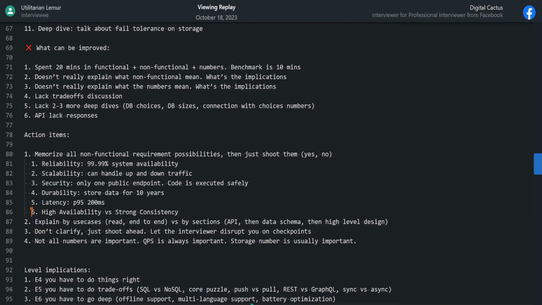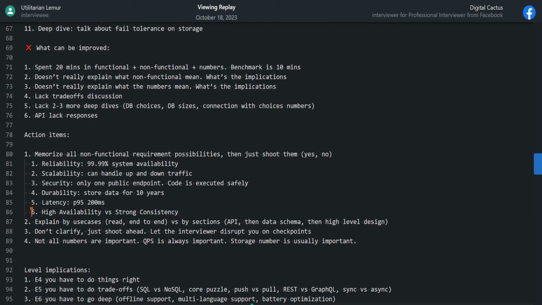Do I need security? Not really. Do I need the data to be stored forever? Yeah, the comments need to be stored forever. What about latency? So it's more of a yes-or-no question versus asking what this system needs. Does that make sense? It's more of an efficiency play, less about whether this is more effective. This is just a way for you to come up with non-functional requirements faster.